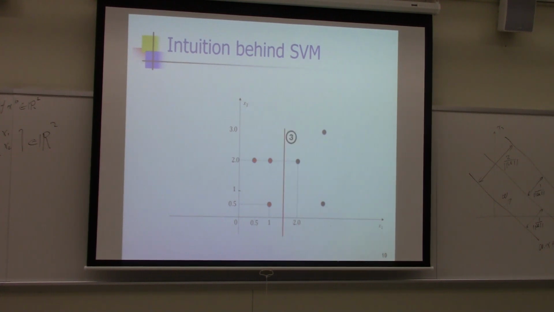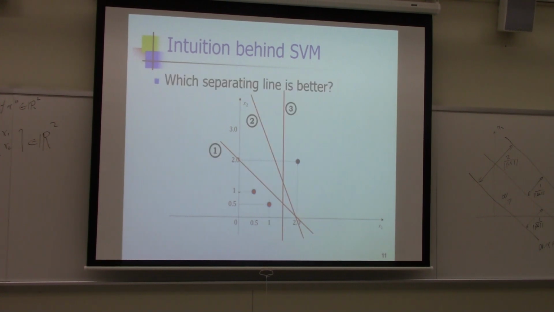And how about line 3? Line 3 is still the same. This is the margin. The line is w dot x plus b equal to 0. The right boundary is w dot x plus b equal to 1. The left boundary is w dot x plus b equal to minus 1. And then the margin width is 2 over the 2-norm of w. So this is a separating line, and we have 3 support vectors: 2 red, 1 black. How about this one? Which one is better?